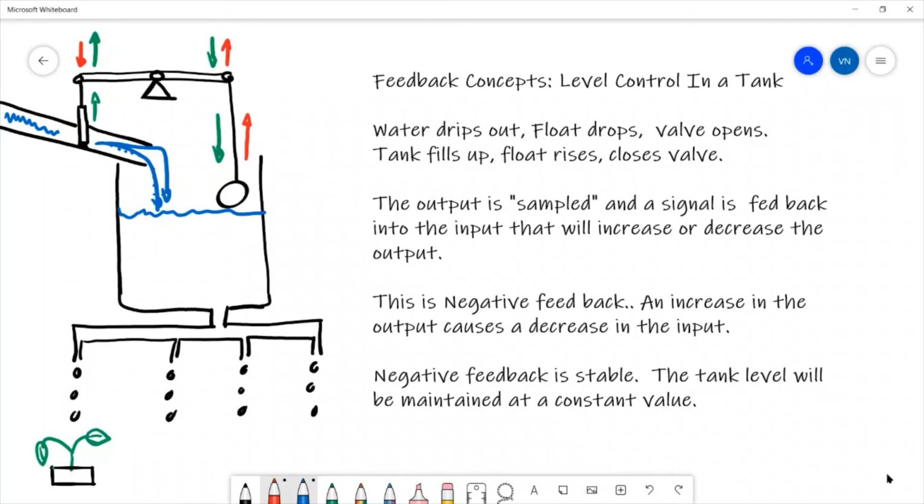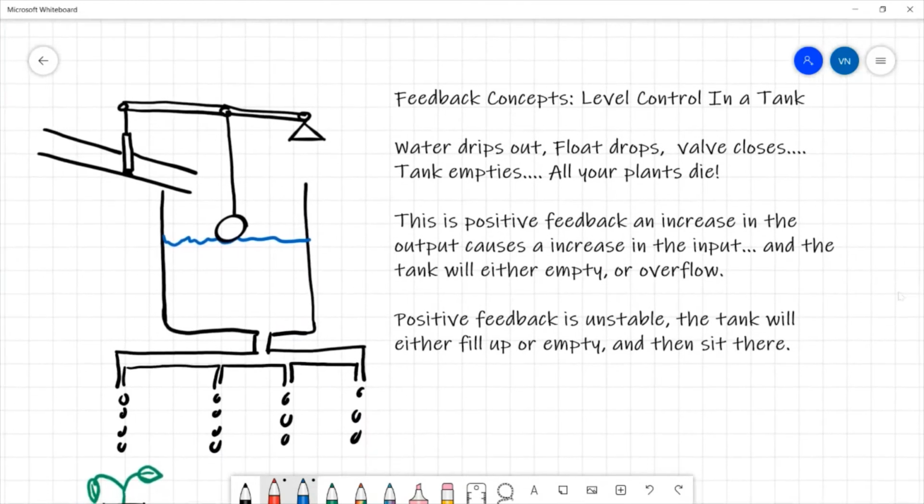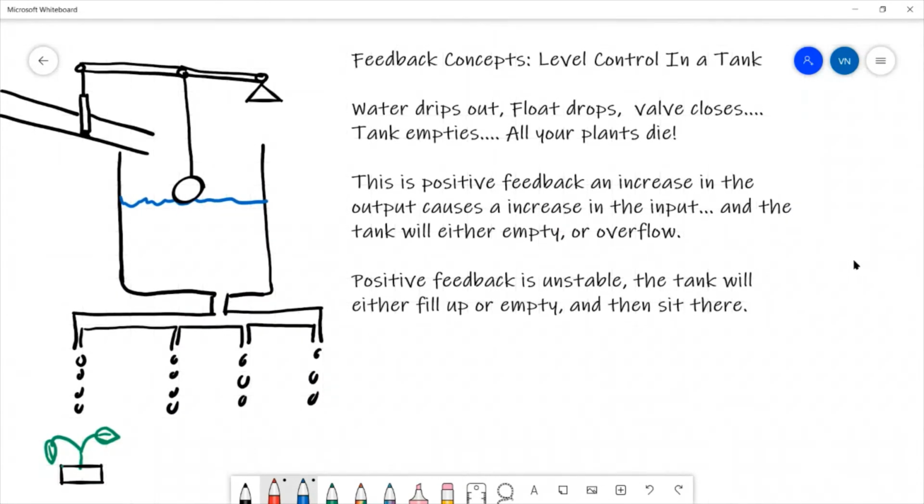Now let's take a look at positive feedback. In a positive feedback system, I've rearranged the pivot arm so that the pivot point is at this point and the float valve is in the middle. So what'll happen here is that when the float valve goes up, the gate goes up with it, and this will result in more water pouring into the tank. Essentially, if the level rises, I will increase what's coming in, which will make the level rise even more. This is positive feedback.